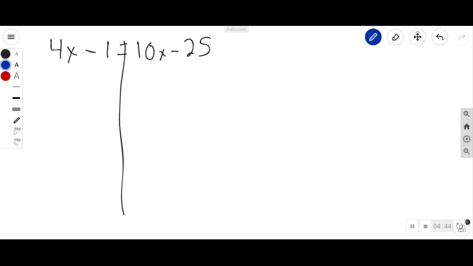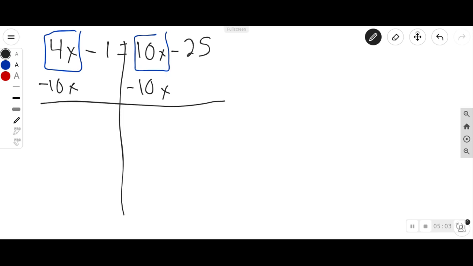Now again, I've got an x on each side. Now my choice this time is I'm going to move the 10x over from the right to the left. It's a positive 10x, so I'm going to subtract 10x. Again, I said before, it doesn't matter. This is a choice you have to make. I want to show you both sides.